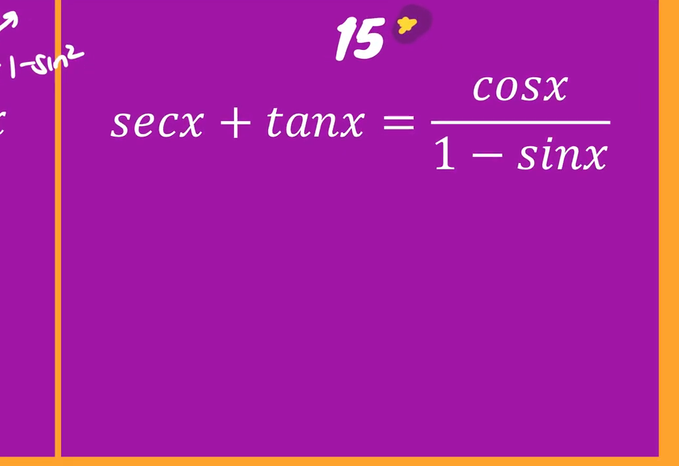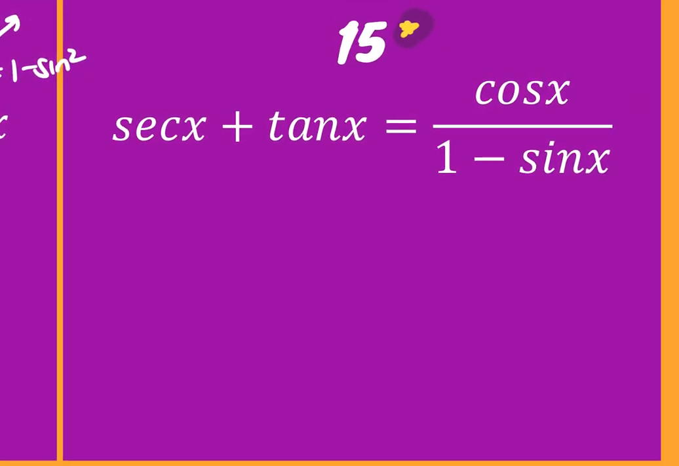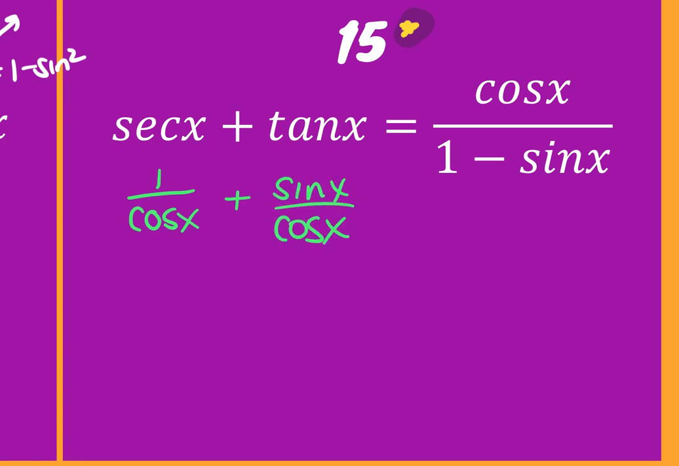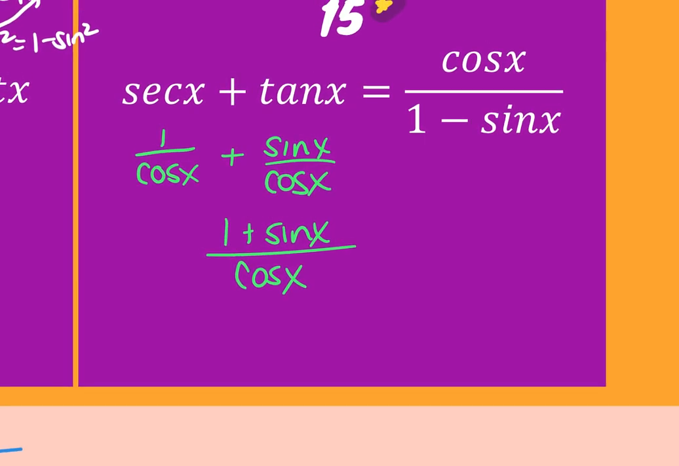Okay, 15, on the left-hand side, I would get 1 over cosine x plus sine x over cosine x. And I end up with 1 plus sine of x over cosine x. They're the same terms, but they're in the wrong spaces. So in order to move the cosine to the top, I'm actually going to multiply both the top and the bottom by cosine.